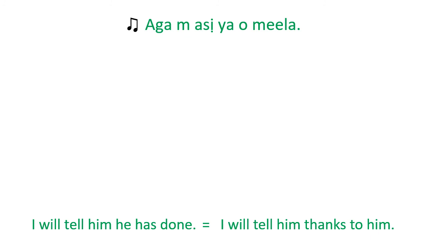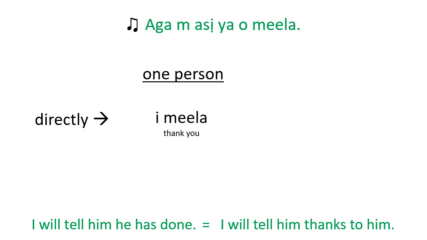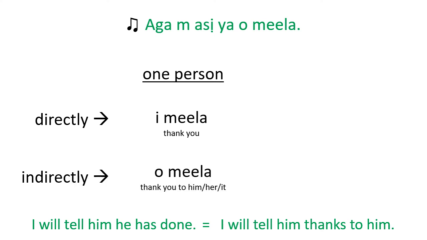The difference between imeela and omeela is that with imeela, you're telling one person thank you directly. Imeela, you have done, meaning thank you. With omeela, you're passing your thanks through someone else, or maybe you're telling one person about your thanks to someone else. So you say, omeela, he has done, meaning thank you to him, or omeela, she has done, meaning thank you to her. The person you are thanking is not in the conversation.